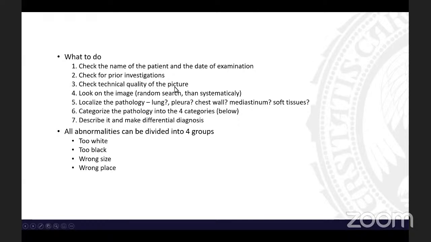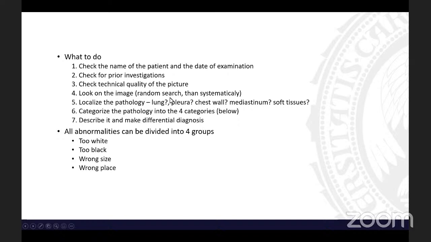The third thing, and I won't talk much about the first two because that's a practical thing when you're working in a hospital, is what we will start with, and that's the technical quality of the picture. Always, and that's not just with chest X-rays, with any X-ray, always look at the technical quality. That means if you have a bone X-ray, whether it's rotated, whether the projection is fine, and so on, and whether the part of the body you want to see is actually included. On a chest X-ray, it's really important. I will show you how technical quality can show us different things that we don't want to see. Then we look at the image.